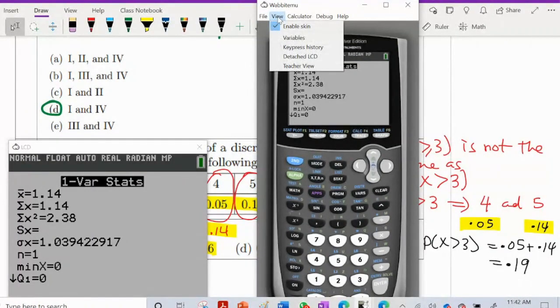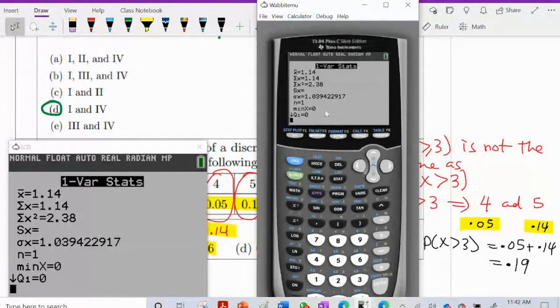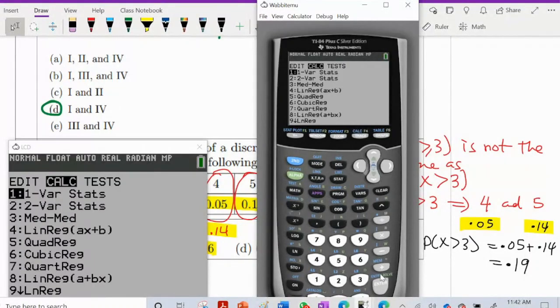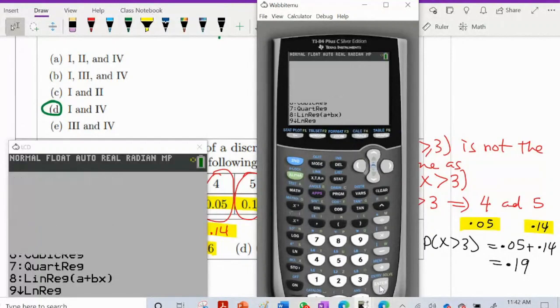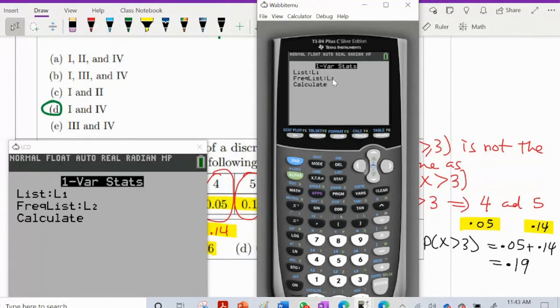Okay, let me show you then. So you went to stat, then you went to calc, right? And then one var stats. No, it didn't look like that. It didn't have L2 for me. Did it have a freq list though? No, it didn't have that. Okay, so two possibilities. Do you have a list or you don't have a list? Yeah, I do. It says L1 for that, but it doesn't have anything for frequency list.